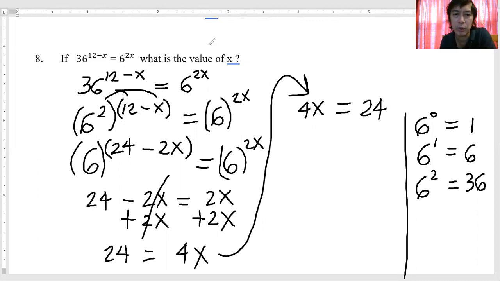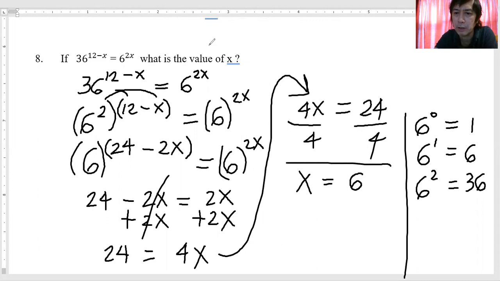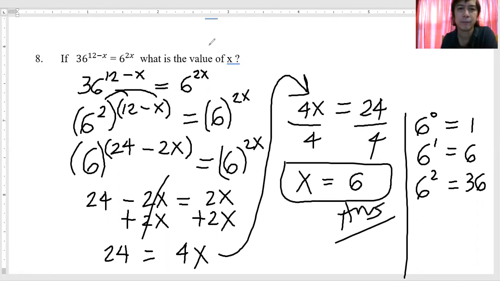And this will now be division by the coefficient of the letter. So our divisor is the 4. And 4 over 4 is 1. 1 times x is x. 24 over 4 is 6. Exactly 6. That's our answer. That goes to our number 8.